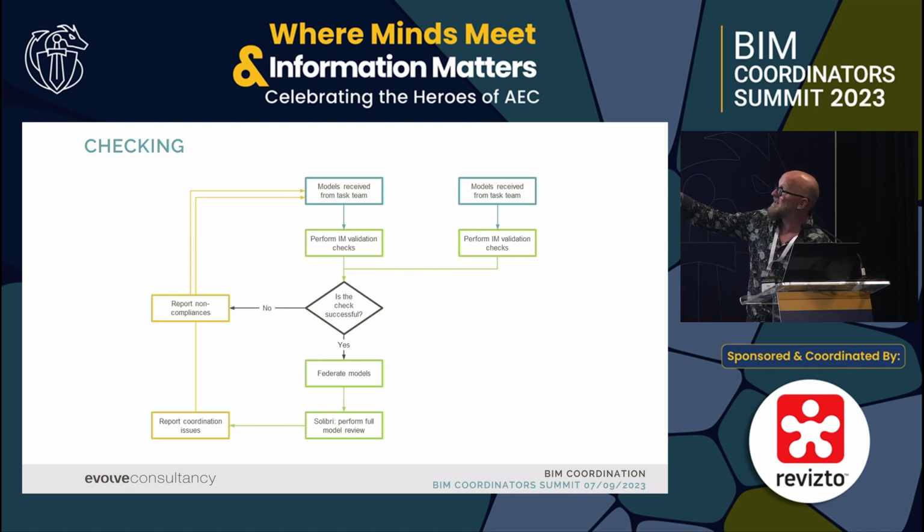If the check is successful, we can carry on and federate it and carry on with Celebri, the tool that we use of choice, to check not only clashes, but the data and the construction of the models, materials used, those kind of things. If not, we'll report them back and get the team who built the model to re-deliver that. Put it in the right place.